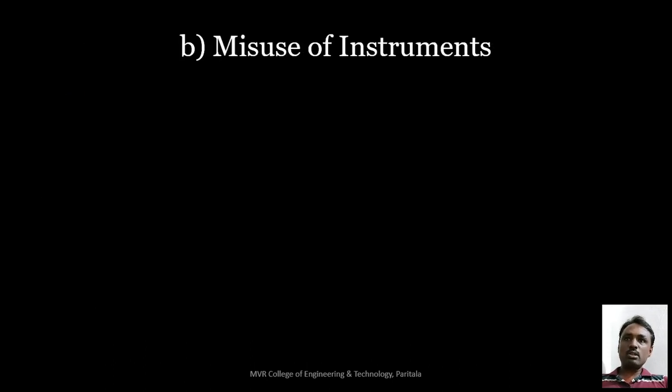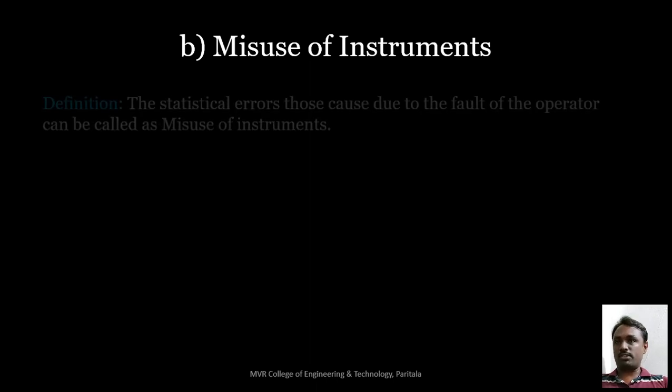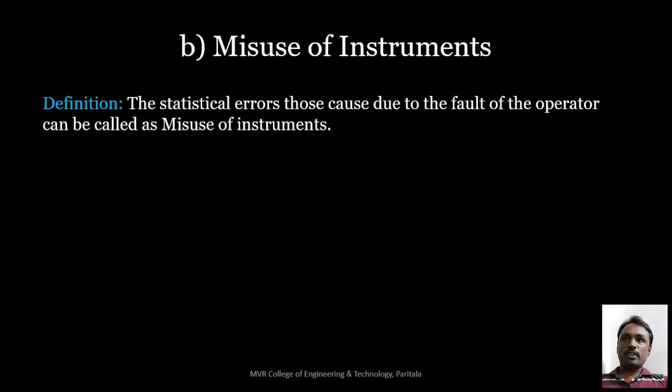Next is misuse of instruments. What is the definition of misuse of instruments? The statistical errors that occur due to the fault of the operator are called misuse of instruments. This is not because of the instrument; it is caused by the operator. Then you may ask why it does not come under gross errors.